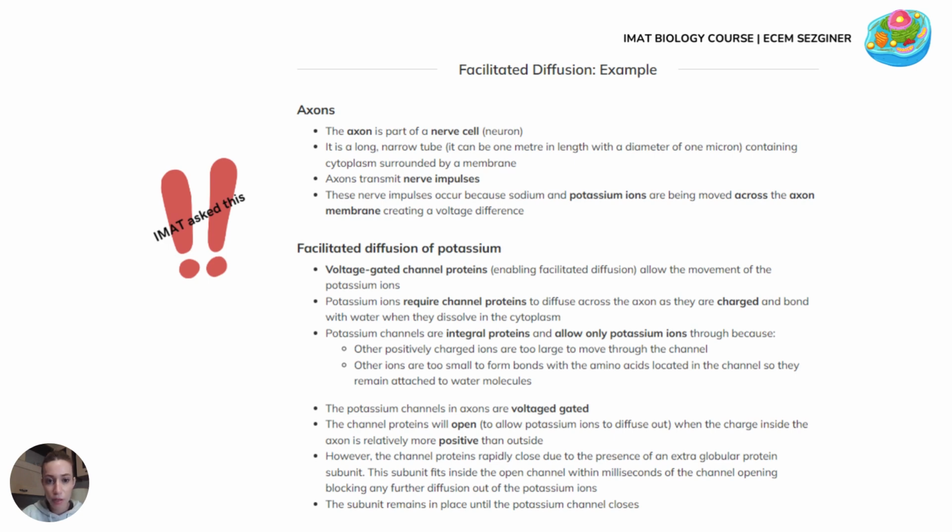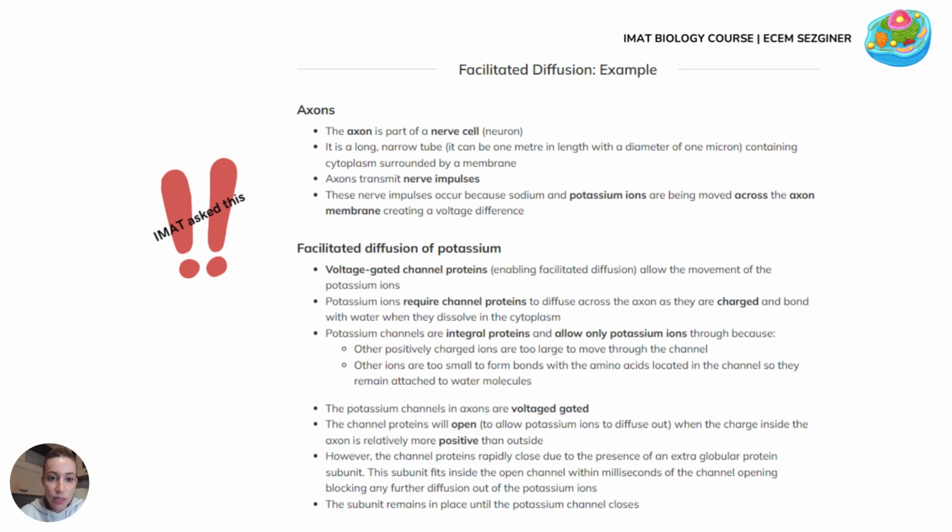Now we have further examples of facilitated diffusion. I specifically wanted to include these examples because until now, in the physiology part about these axons, we had one question. And even if it's just one question, I still want to make all topics relate to medicine somehow, because that's what the majority of the exam papers have done so far.